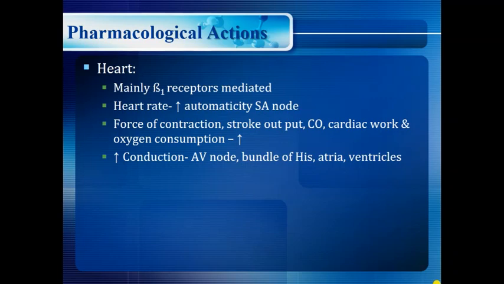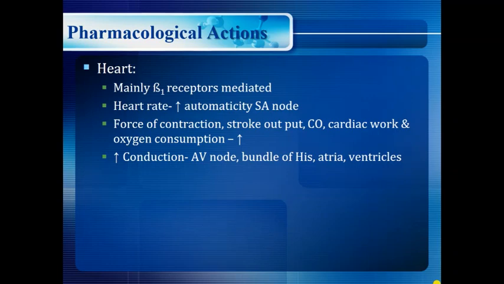What are the actions of adrenaline on the heart? Actions of adrenaline on the heart are mainly mediated by the beta 1 receptor, which leads to an increase in the heart rate. Automaticity of the SA node increases, which leads to tachycardia. Force of contraction increases, which leads to an increase in the stroke output and the cardiac output. Ultimately, cardiac work and oxygen consumption by the heart both increase. It will also increase the conduction velocity through the heart.